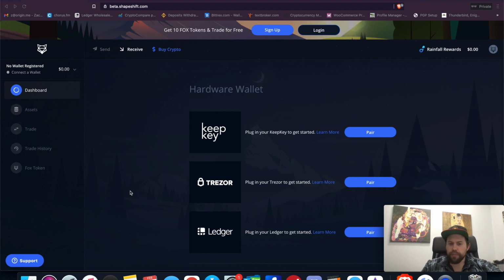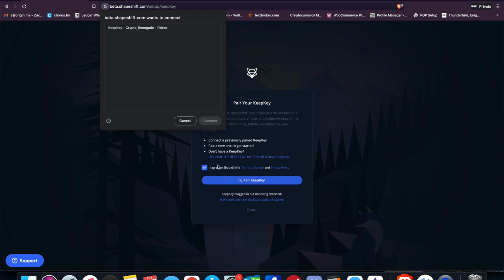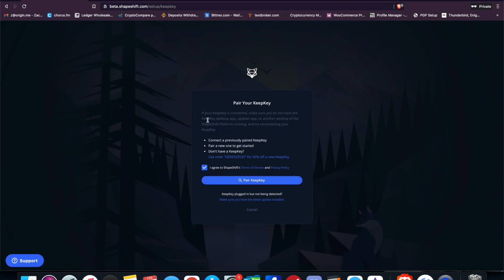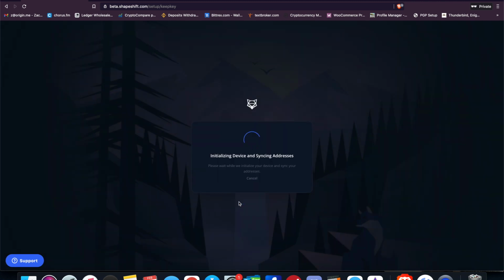For the purposes of this video, I'm not going to log into my ShapeShift account, but I just want to show you. In my case, if we go to pair next to KeepKey, I check the box and I agree. And I go ahead and connect my device. It's giving me the PIN on my device. Let me punch in my 4-digit PIN. Okay, it's verifying on the device.